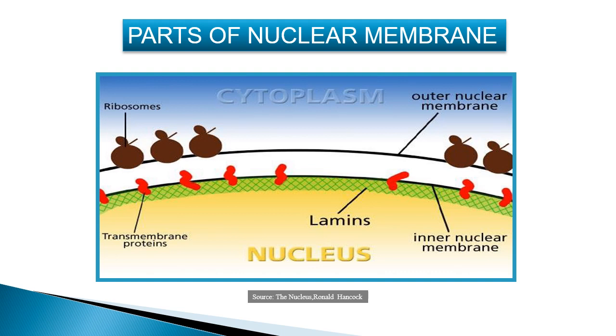Inner nuclear membrane proteins are proteins that are embedded in or associated with the inner membrane of the nuclear envelope. These are discussed in the next slides.